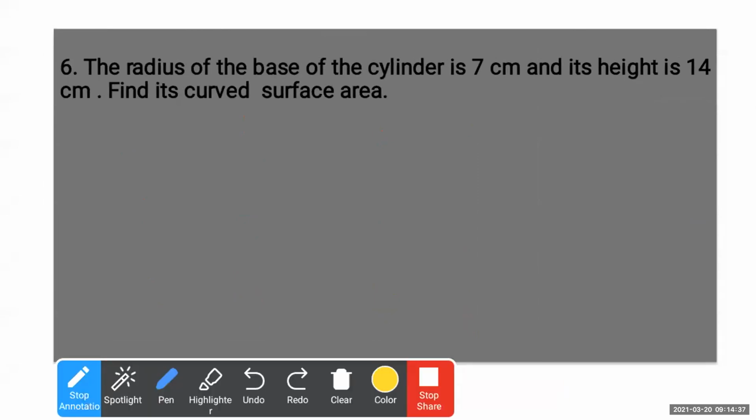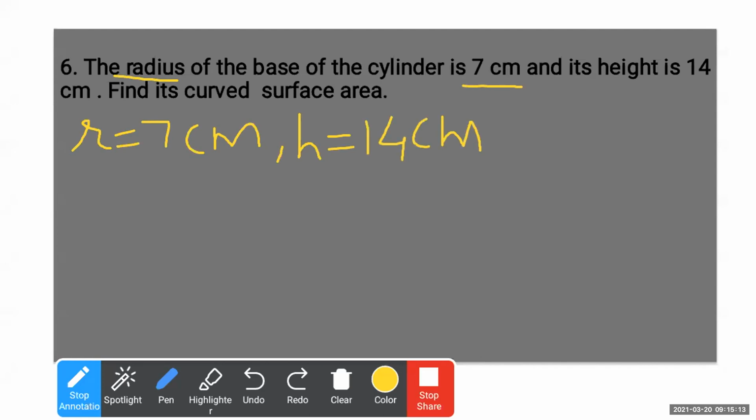Next, the radius of the base of a cylinder is 7 centimeter, and its height is 14 centimeter. Find its curved surface area. So as I told you, write the given, that is radius r is given, 7 centimeter. R is equal to 7 centimeter and height is equal to 14 centimeter.